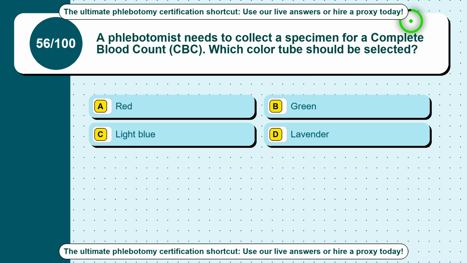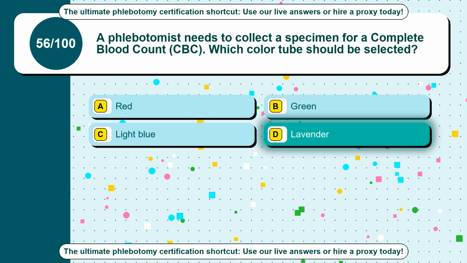Question 56. A phlebotomist needs to collect a specimen for a complete blood count, CBC. Which color tube should be selected? Option A. Red. Option B. Green. Option C. Light blue. Option D. Lavender. The correct answer is option D.